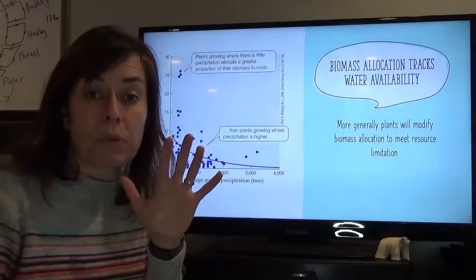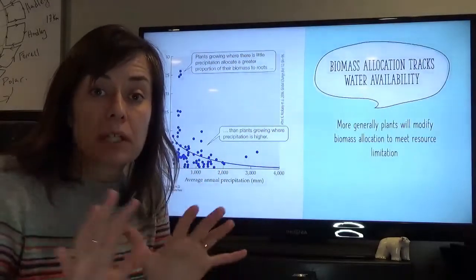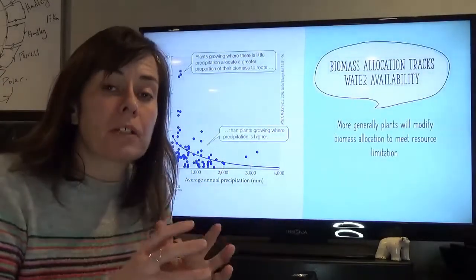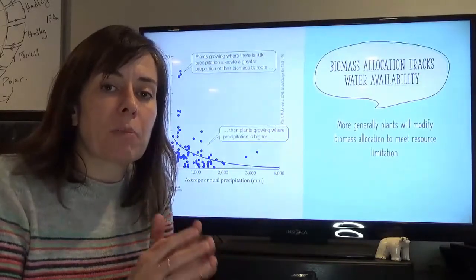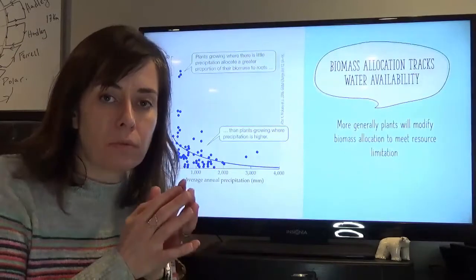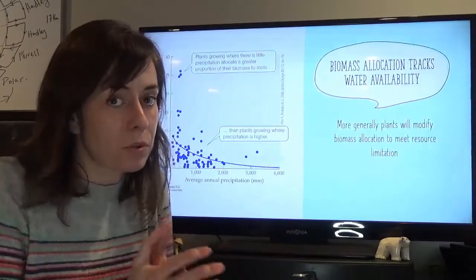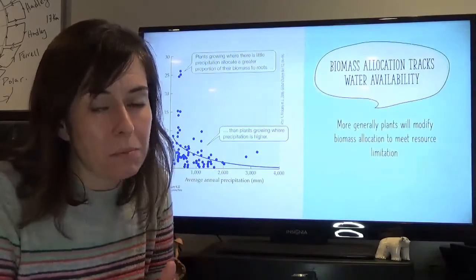So when we look at different plant communities growing in different parts of the world, those plant communities have genetically based differences in their biomass allocation to better suit those environmental conditions. If you grew them under wetter conditions, they would respond a little bit, but not very much.